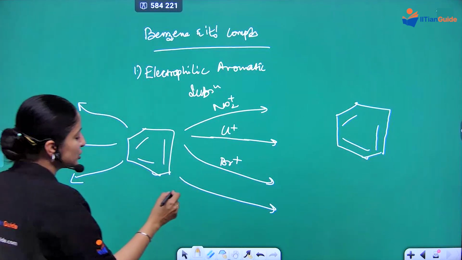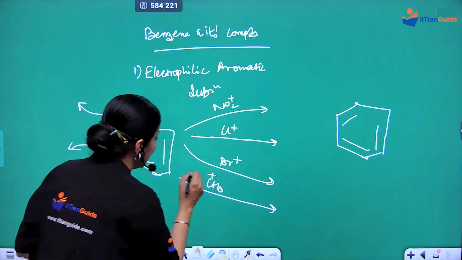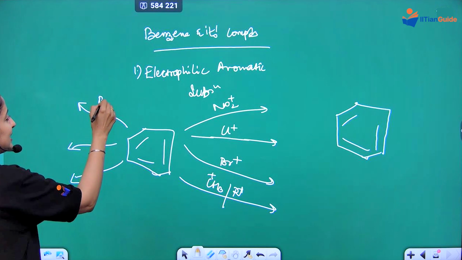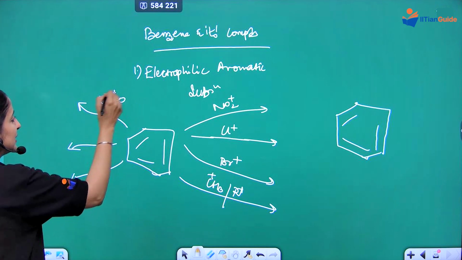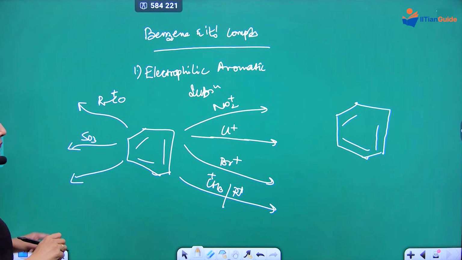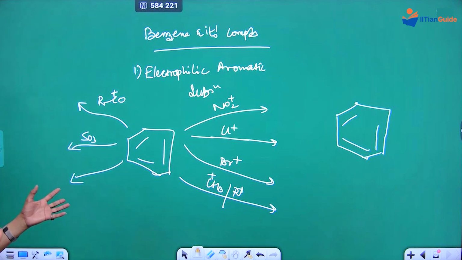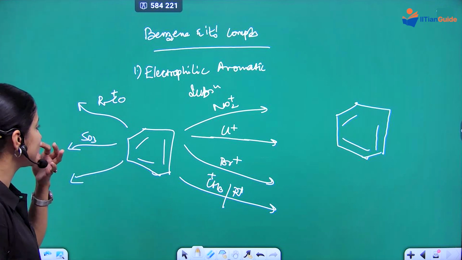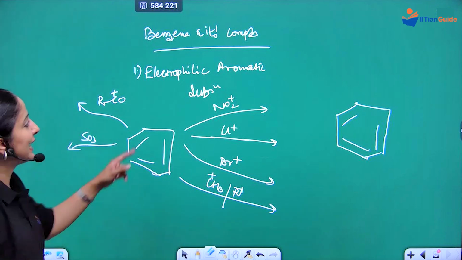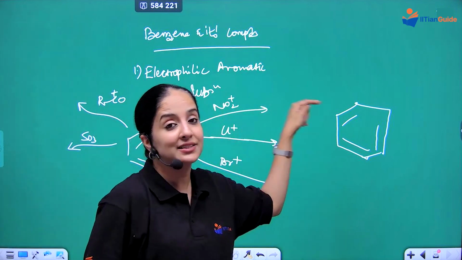Let us now go to your methyl carbocation, or let's say any alkyl carbocation. Then you have the acylium ion, RCO+. Then you have SO3 as the electrophile that can react. So you have a ton of substitution reactions, all of these under the beautiful category of electrophilic aromatic substitution.